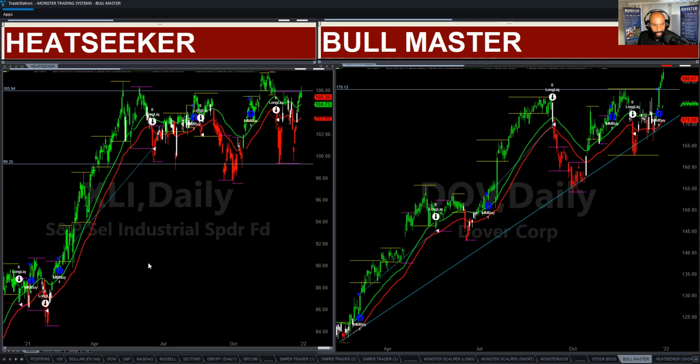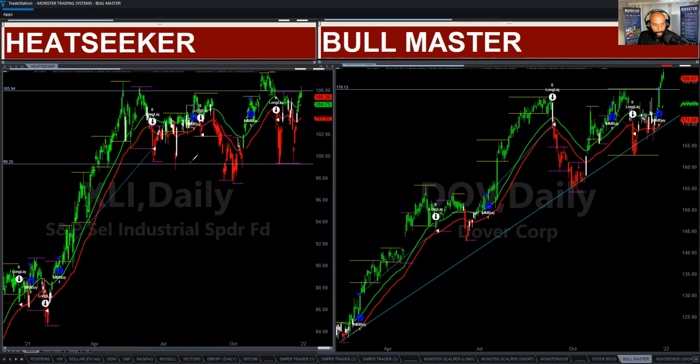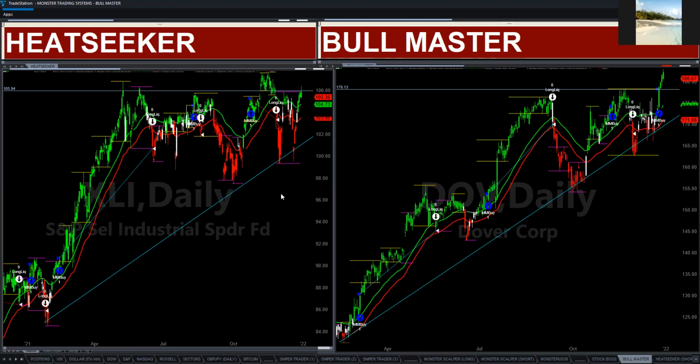So great, and you can see the same thing here. If we draw a trend line here, basically the same thing. So good job. Way to put the sector and the stock together. That's what we want to do. Good job. Thank you, sir.